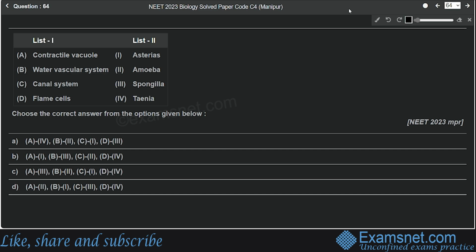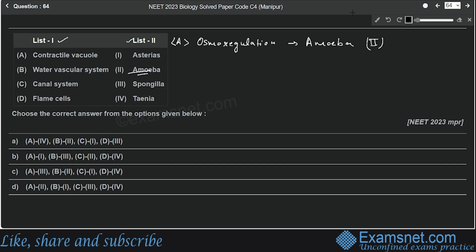Question number 64 is from the chapter Animal Kingdom. Here we have to match list 1 and list 2. So the first thing mentioned in list 1 is contractile vacuole. We know that contractile vacuoles are present in single-celled organisms such as amoeba, and they help in osmoregulation by expelling the excess water out of the cell. These are found in single-celled organisms and the best example is amoeba. So the correct match for A will be number 2.